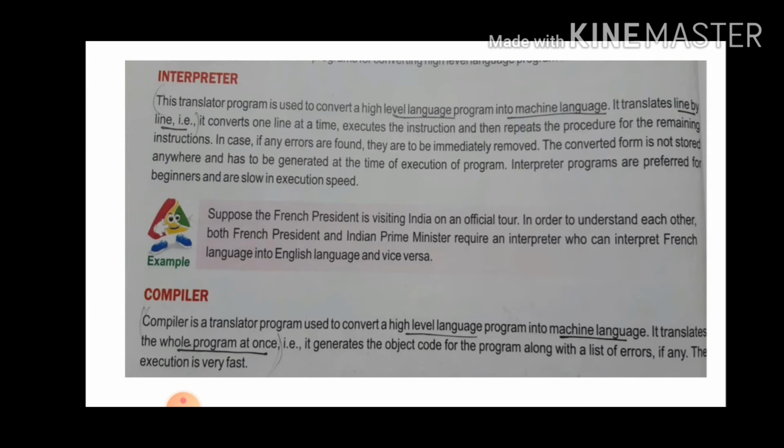If any errors are found, they are to be immediately removed, but we cannot do any correction regarding those errors. Errors means some mistakes in the program. The converted form is not stored anywhere and has to be generated at the time of execution of the program. While conversion is going on, we cannot change anything. Interpreter programs are preferred for beginners, as well as slow in execution speed. Those are specifically designed for beginners, converting code line by line.